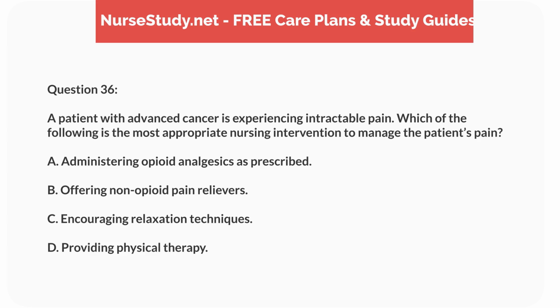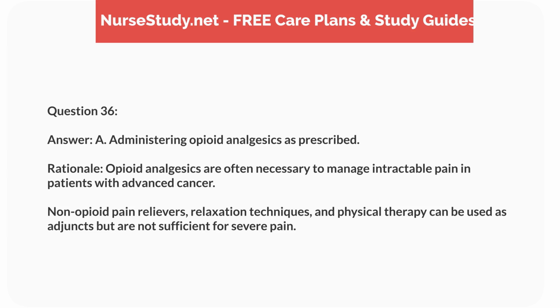Question 36. A patient with advanced cancer is experiencing intractable pain. Which of the following is the most appropriate nursing intervention to manage the patient's pain? A. Administering opioid analgesics as prescribed. B. Offering non-opioid pain relievers. C. Encouraging relaxation techniques. D. Providing physical therapy. Answer: A.